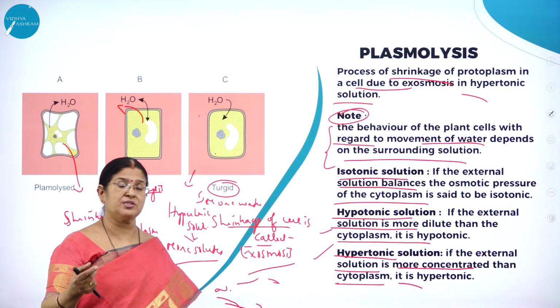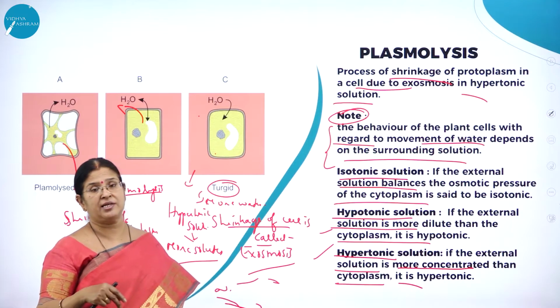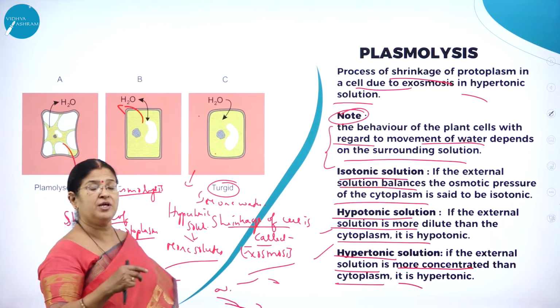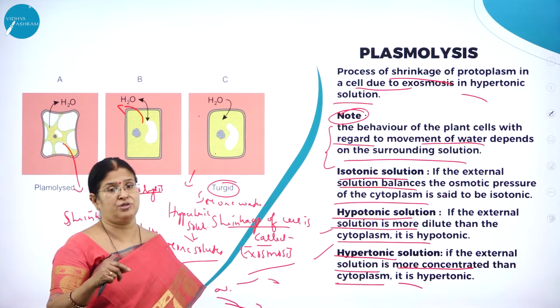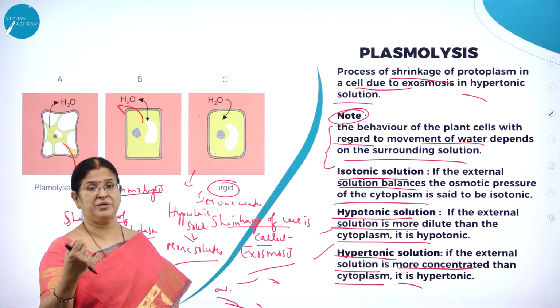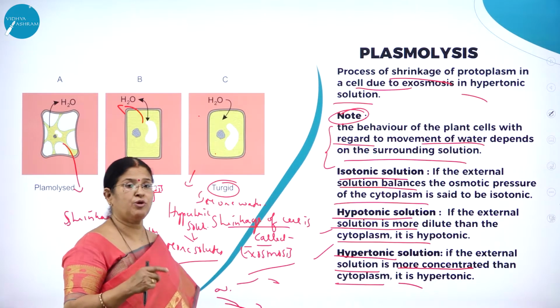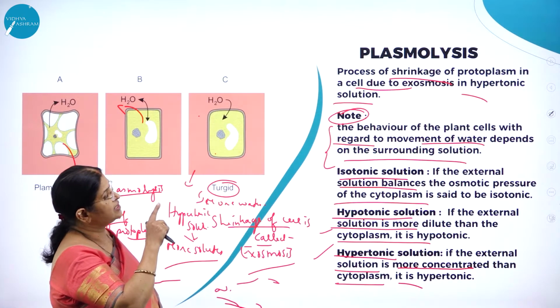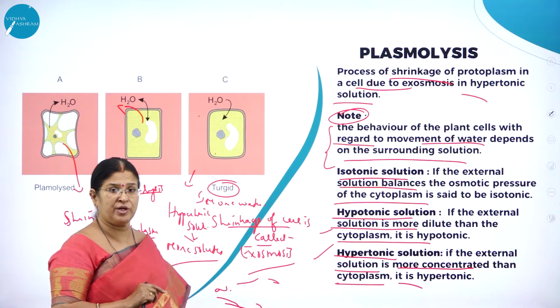What is endoosmosis? Entry of water from the external medium to the inside of the cell is called endoosmosis. So the same plasmolyzed cell, if you keep it back in water, a hypotonic solution, will get back its original size and become turgid, and that process is called deplasmolysis. So plasmolysis is nothing but shrinkage of protoplasm in a cell due to exoosmosis in a hypertonic solution.